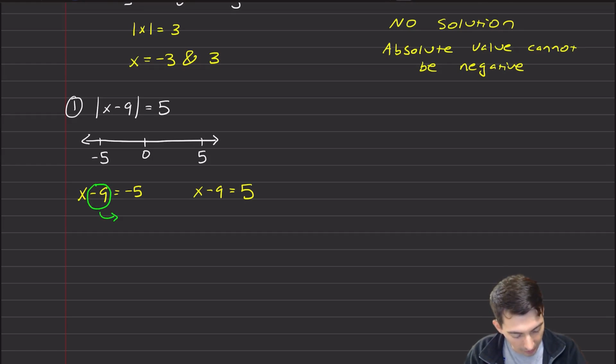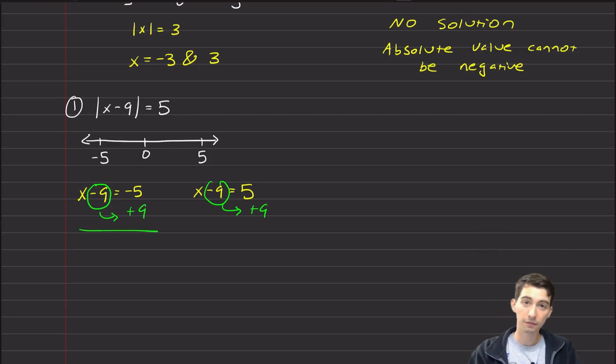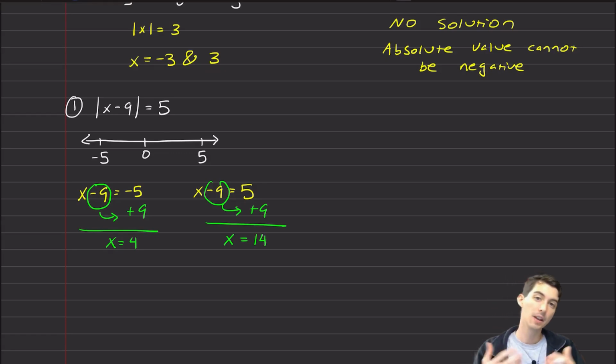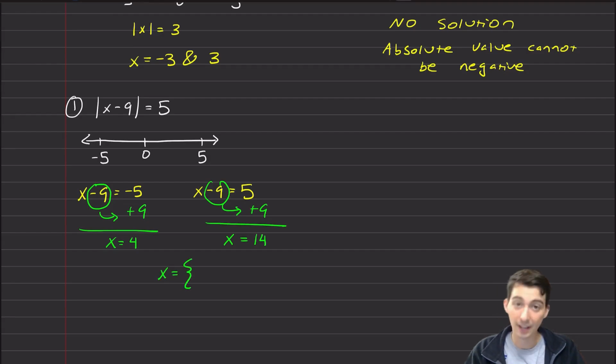We can move this 9 over and move the 9 over, so that's going to be a plus 9 on both sides. And so 9 minus 5 is going to get us x is equal to 4. And on the right side, we've got 5 plus 9, so x is going to be equal to 14. And whenever we have two solutions like this, we usually like to write it in a set, which is just x equals the squiggly bracket. We write our lower number first, which is 4, and then our bigger number, which is 14.